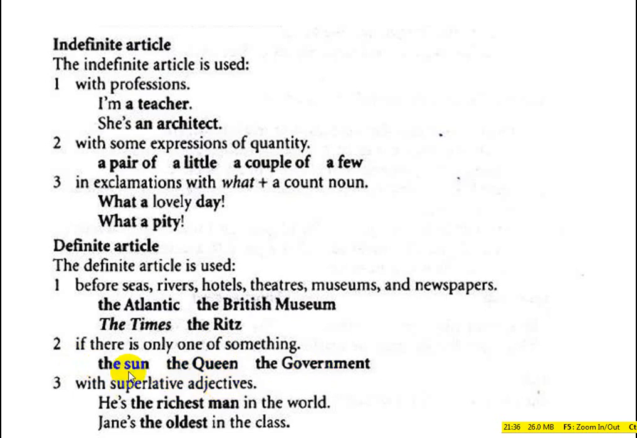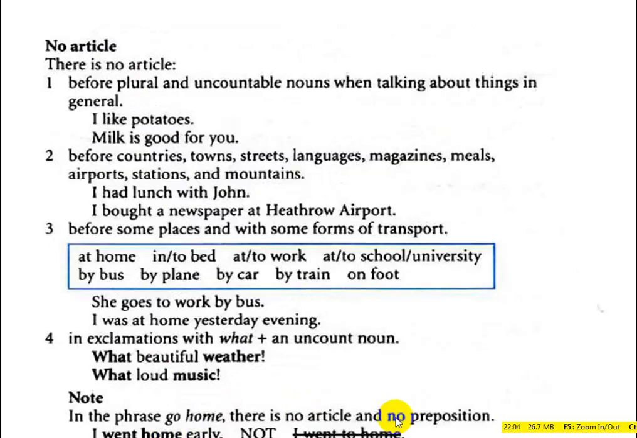With superlative adjectives, we use the definite article also. He's the richest man. Here is a superlative adjective, richest, so we use the definite article. He's the richest man in the world. Jane's the oldest. Here is the superlative adjective. Jane's the oldest in the class, so we use it before the superlative adjective.